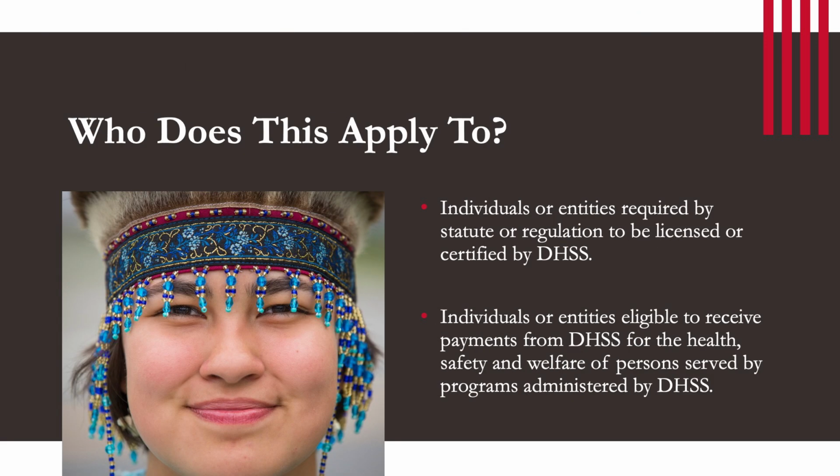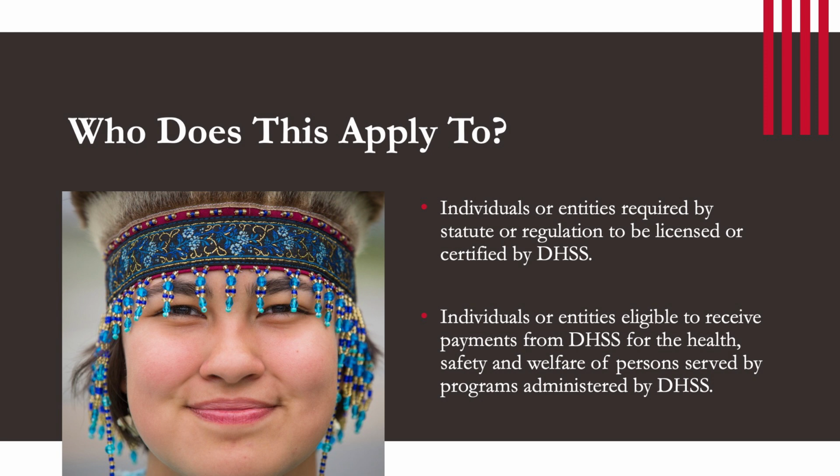Who does this apply to? Variances apply to individuals or entities. Entities can also mean a provider or employer required by statute or regulation to be licensed or certified by DHSS. Examples of entities that fall under this program here in Alaska are hospitals, such as Providence, treatment centers, such as South Central Foundation, or other providers that serve vulnerable populations, such as the Arc of Anchorage, Genesis Recovery, or a senior home, as a few examples.